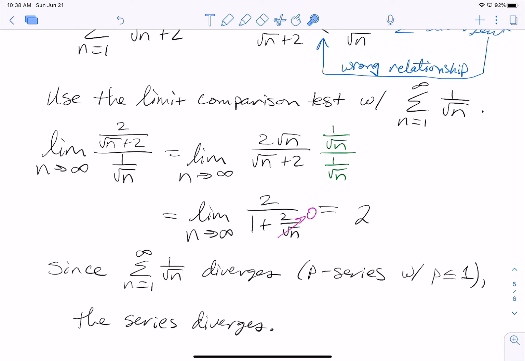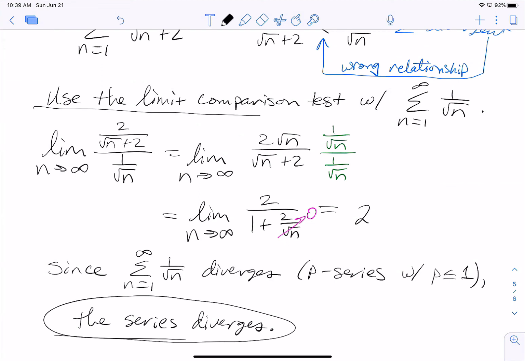infinity of 1 over the square root of n diverges, now we got to say why. It's a p series with p less than or equal to 1. The series diverges. And that's going to be good enough for the final answer. And you say, but you didn't say what test you were using. Yes, I did. I said use the limit comparison test way up here. A slightly different way to format the answer, but it works just the same.